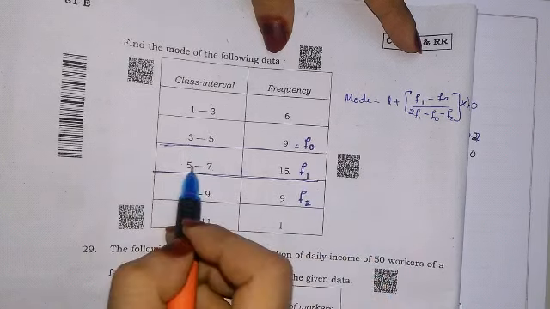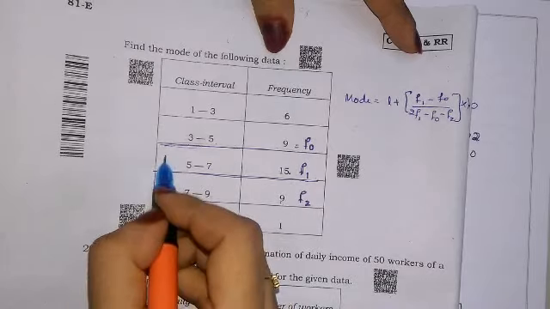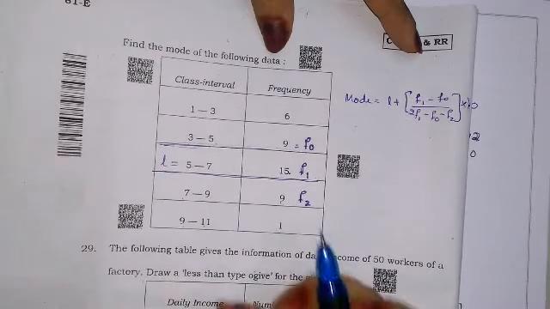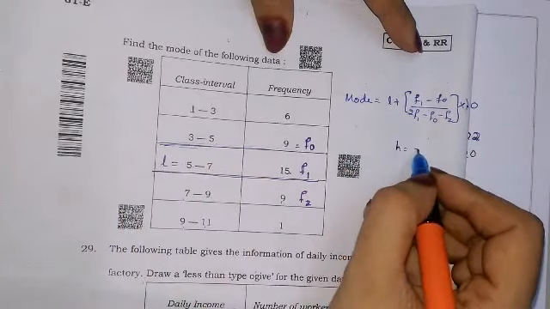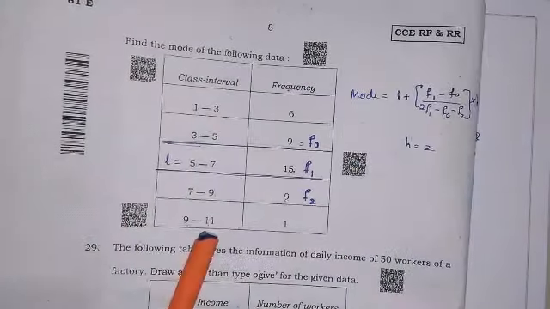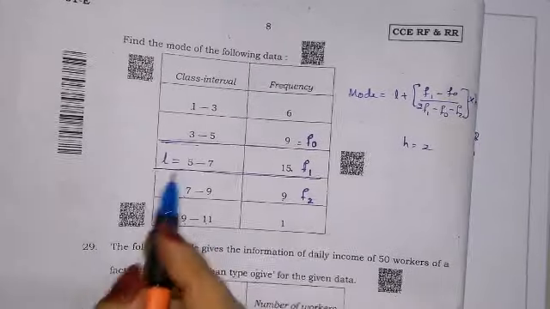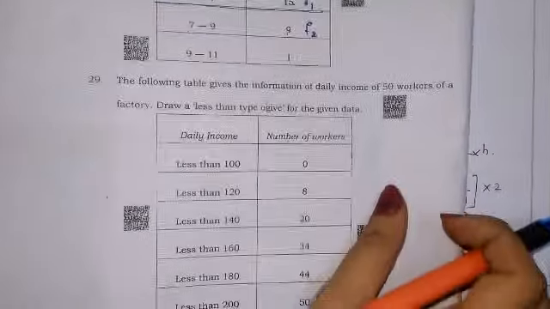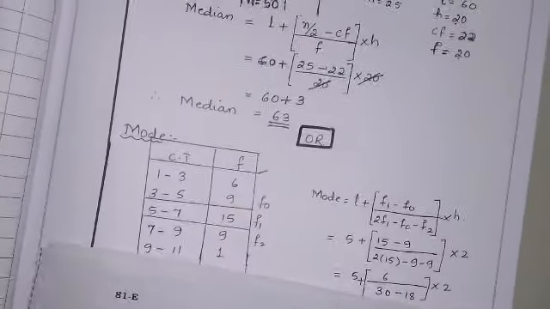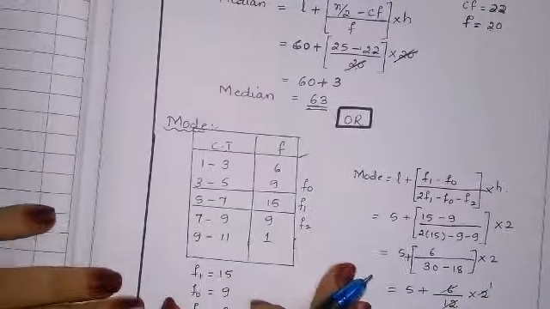So L is, we have underlined this column, L is 5 and h is the size of the class interval, that is 2. So the size of the class interval is 2. How to substitute in the formula? Let us see. I have written it again one time here.